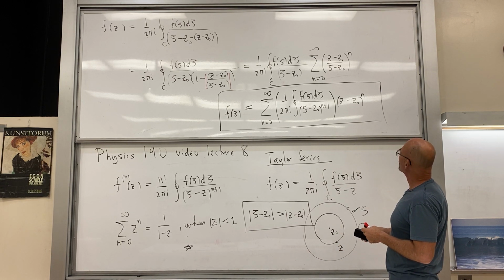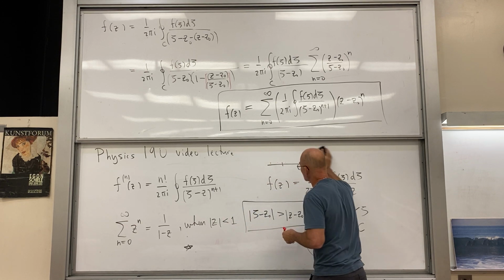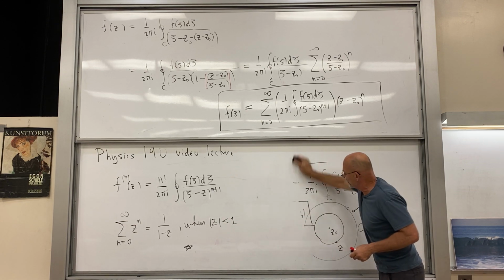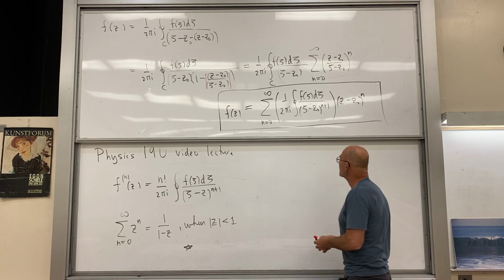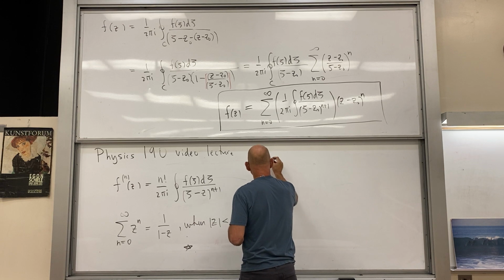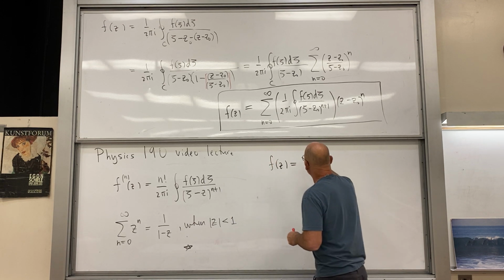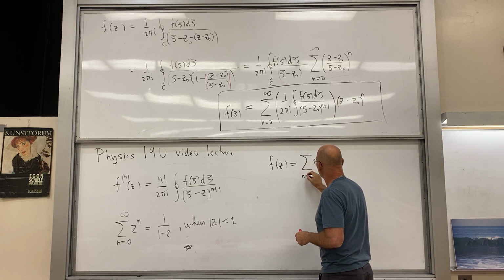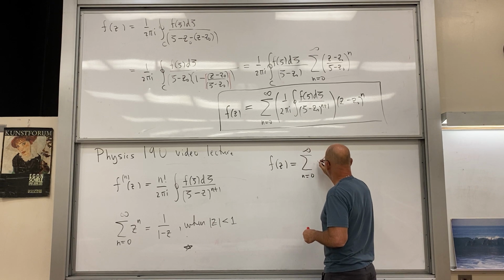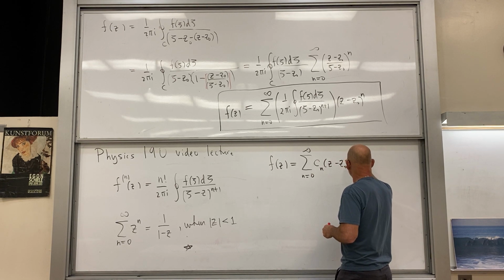So yeah, just one more time, directly underneath here. So yeah, we have the Taylor expansion, sum from n equals 0 to infinity. I'll just call it c sub n times (z minus z sub 0) to the nth power.